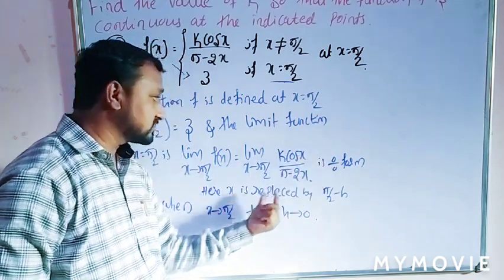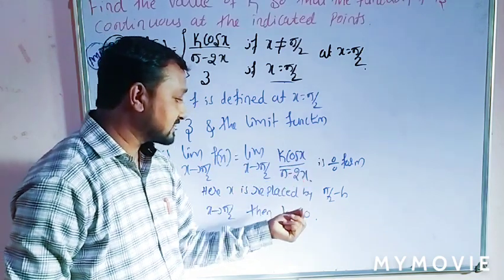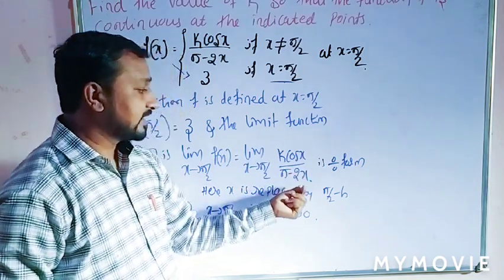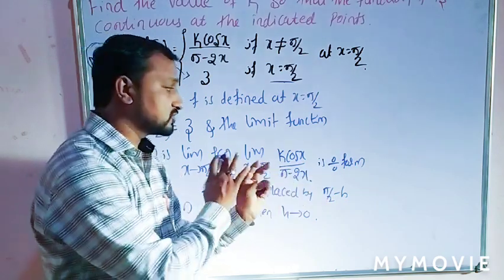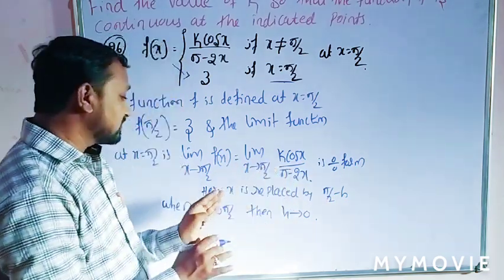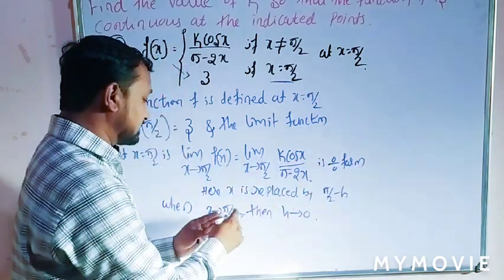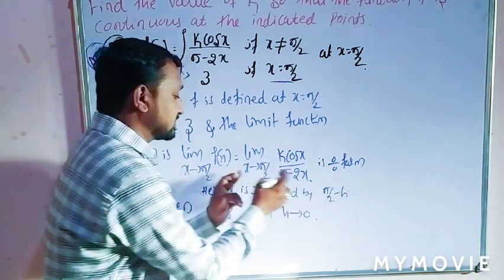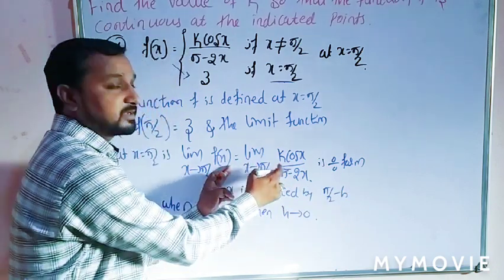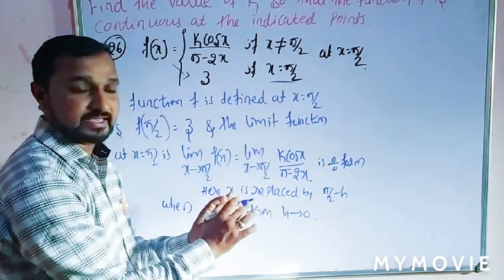So here h tends to 0. This is not a 0 form. And here also x is replaced by pi by 2 minus h. So pi by 2 cancels, h is there. This is not a 0 by 0 form. So here x is replaced by pi by 2 minus h. Again, as the limit x tends to pi by 2 is there, put x equal to pi by 2 minus h. Pi by 2 minus h tends to pi by 2, so pi by 2 gets cancelled. h tends to 0. Is that clear?